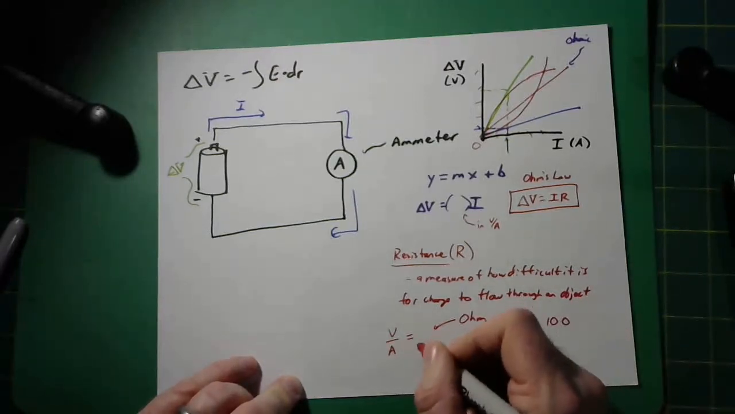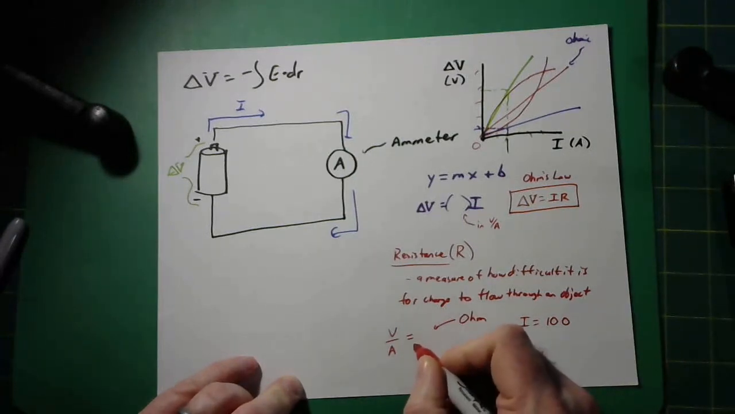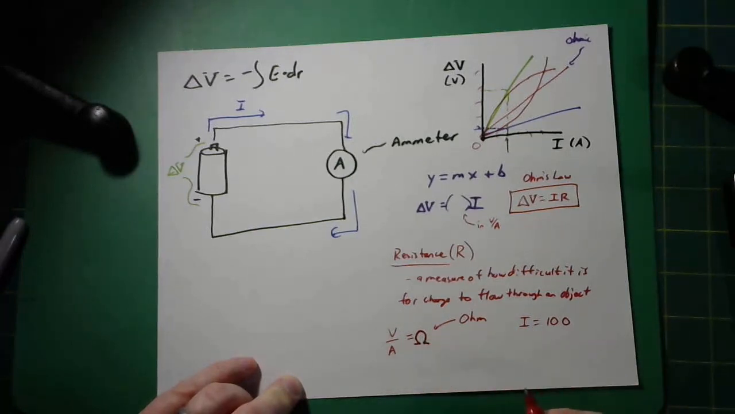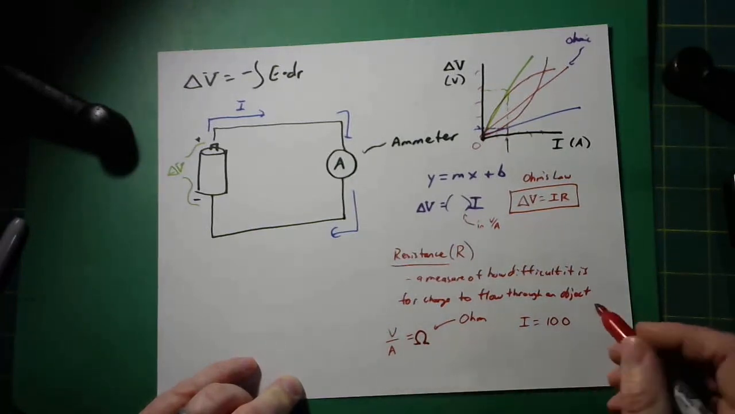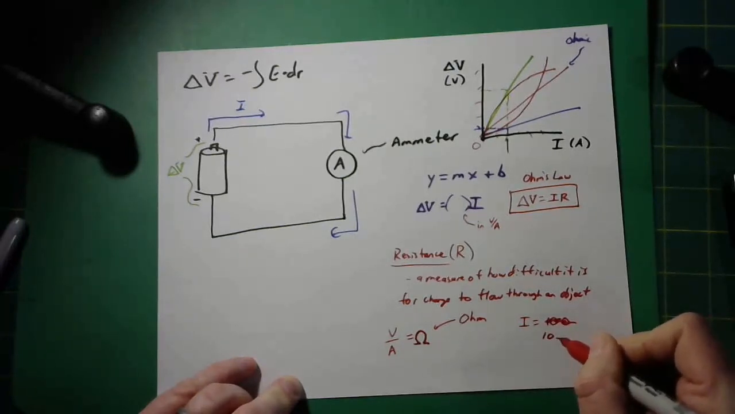So instead, someone had the bright idea, to symbolize ohms, to use the Greek letter capital omega, right? So that's the symbol we use for ohms. So I would say, hey, this thing has a resistance of 10 ohms.